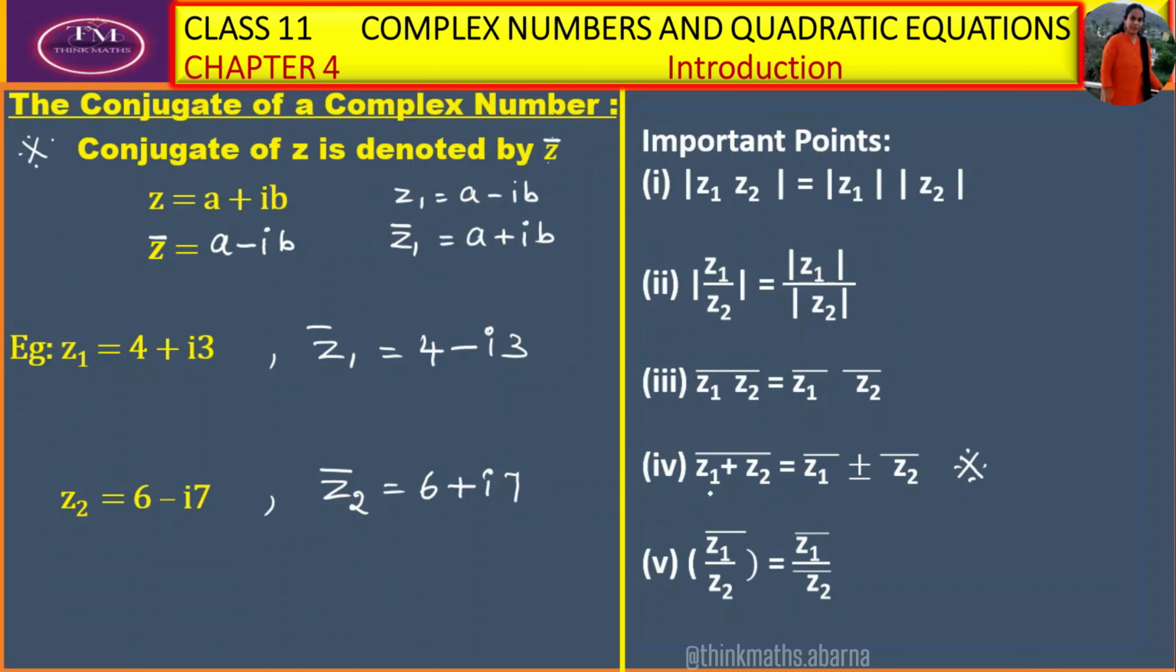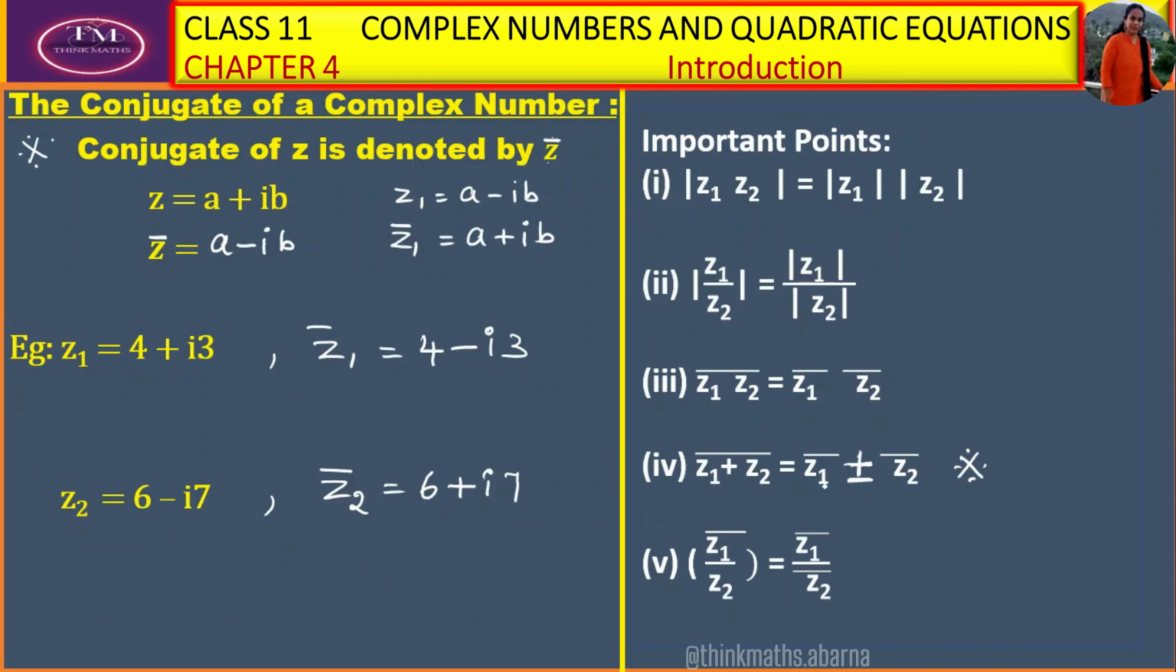That is, conjugate of Z1 plus Z2 is Z1 conjugate plus or minus Z2 conjugate. So in between you can have either a plus sign or a minus sign. So just note it down clearly. Conjugate of Z1 plus Z2 is equal to Z1 conjugate plus or minus Z2 conjugate. When we deal with examples and problems, we will know this clearly.